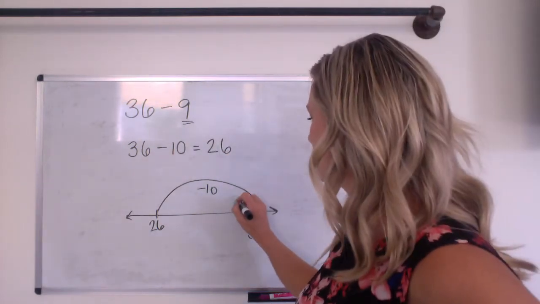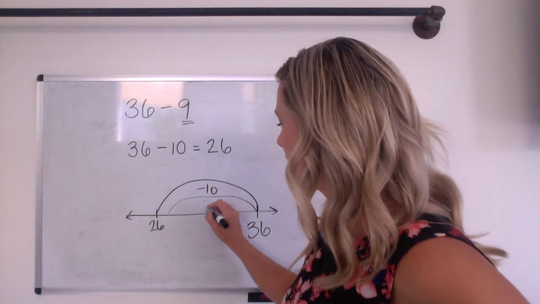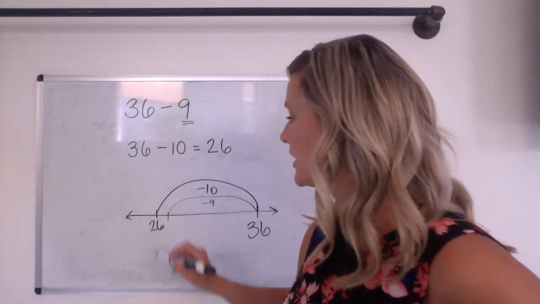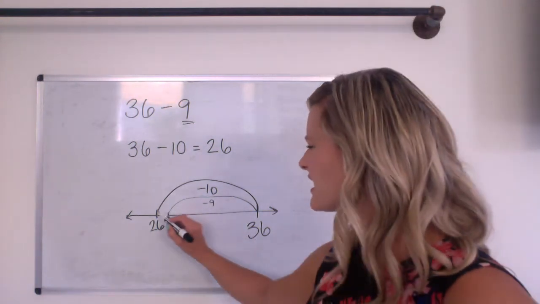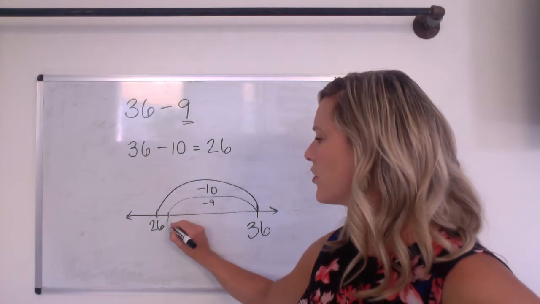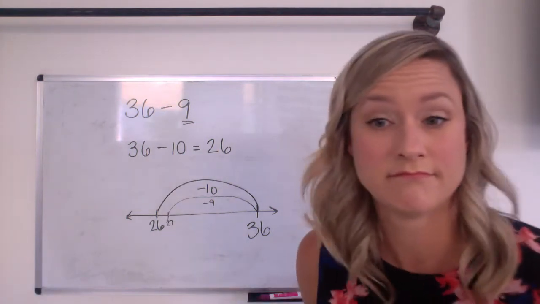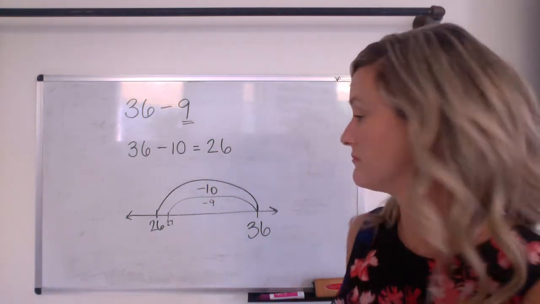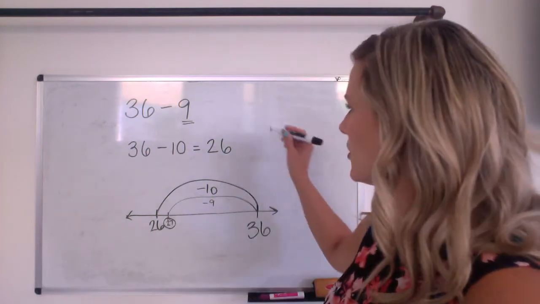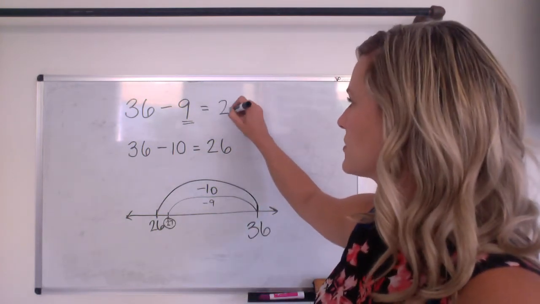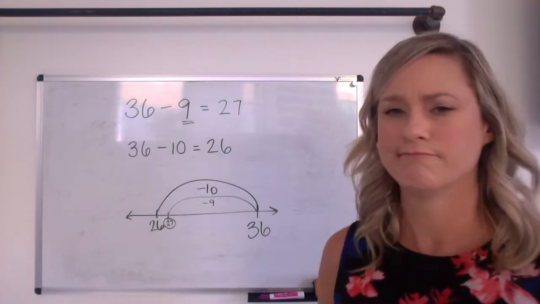So I really only needed to take off that much. So that means there's a distance of 1 from here to here. So my answer is actually going to be 27. So 36 minus 9 is 27.